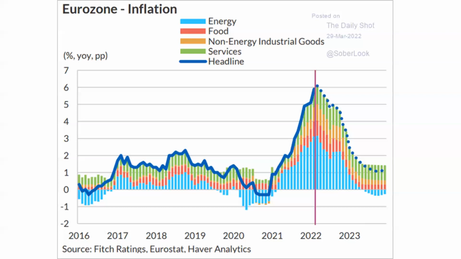So I wanted to show this because this sort of represents the effect of energy.